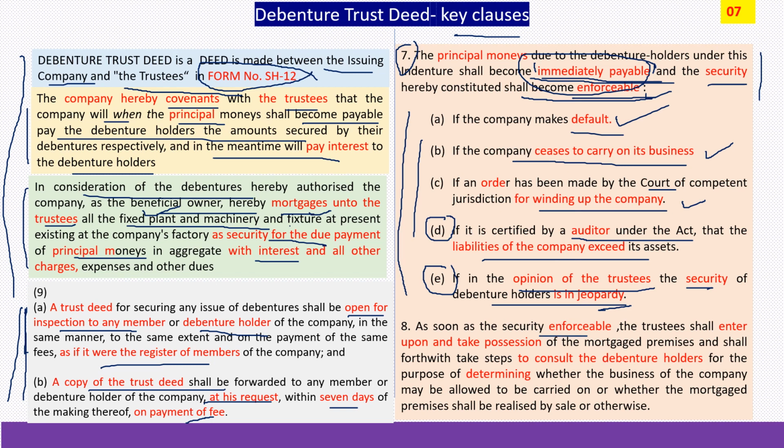What will they do when it is enforceable? They will enter upon and take possession of the mortgaged premises, number one. Number two, they will immediately call a meeting of debenture holders to decide what should be the future course of action. Debenture trust deed that way lists out the possibilities of remedial measures to be taken depending on various situations, and it calls upon the trustee to act in time to protect the interests of the debenture holders.